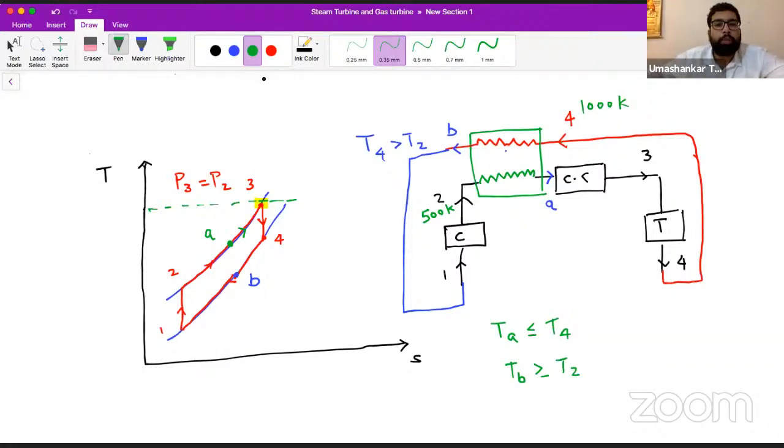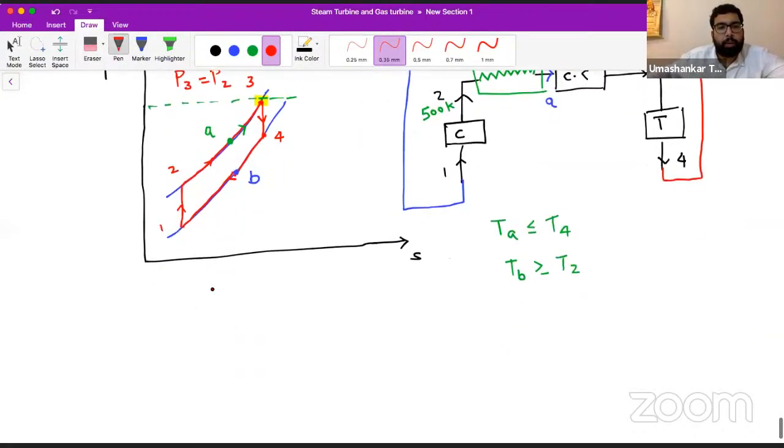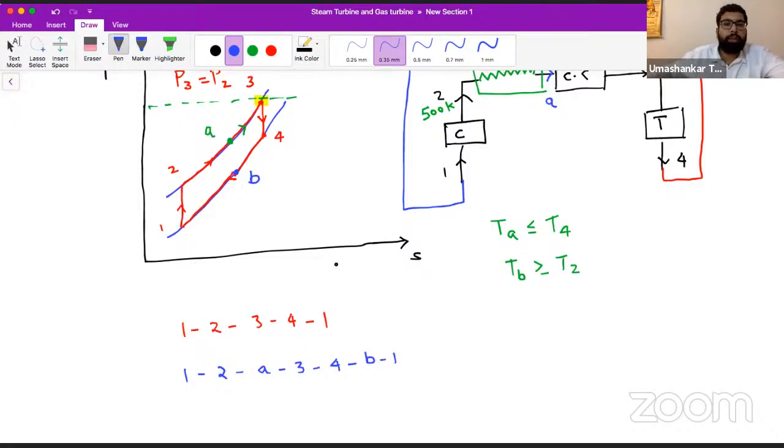Okay. So the original cycle is 1, 2, 3, 4, 1. This is the without regeneration cycle. And if we talk about the with regeneration cycle, our cycle will go like this: 1, 2, A, 3, 4, B, and 1. All right.